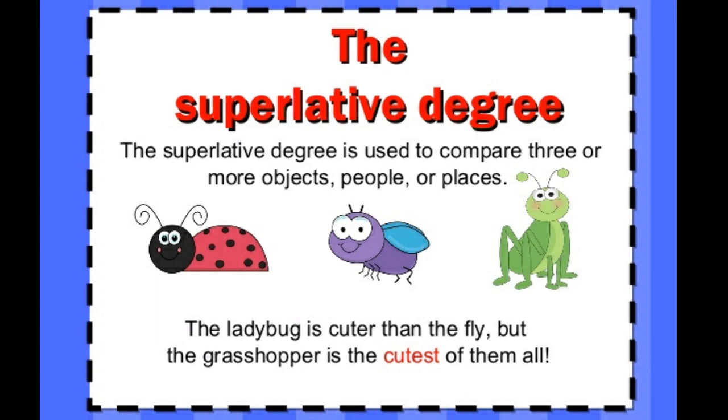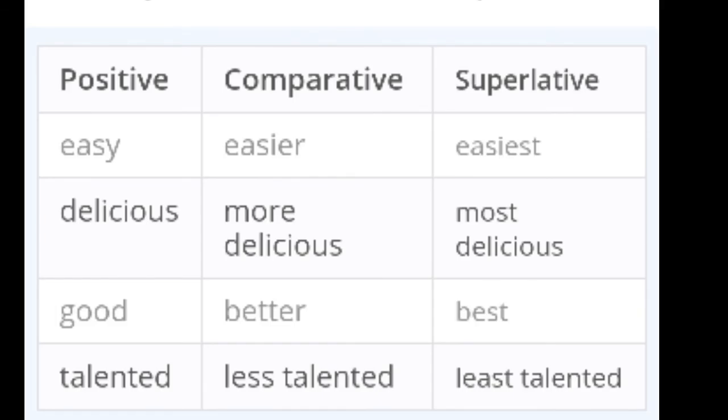Now, here are the table and some rules which you have to know. Now, let us see. Here are some more examples he has given: easy, easier, easiest, delicious, more delicious and most delicious. Now see the example here.